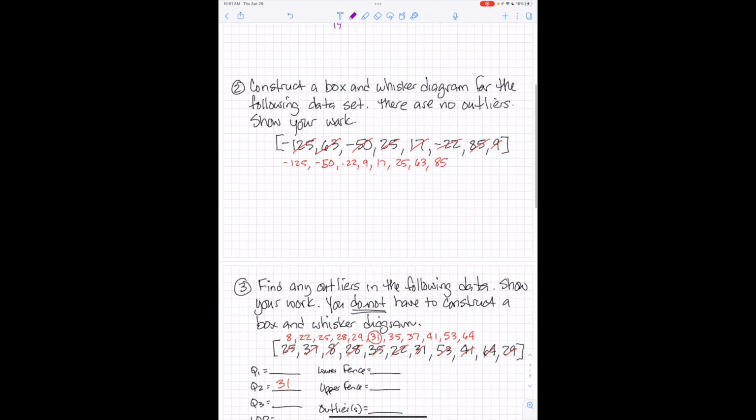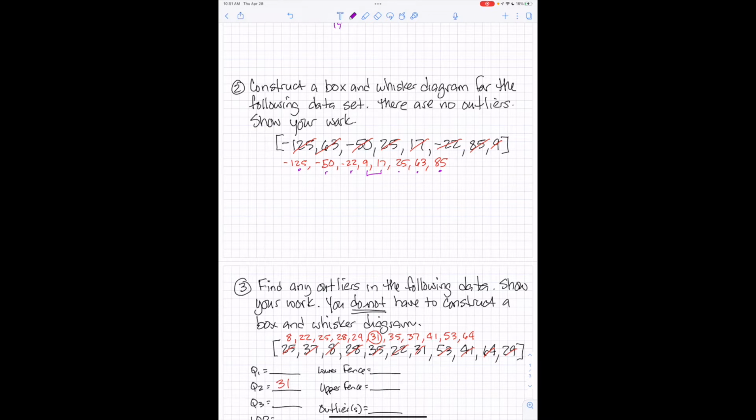Construct the box and whisker diagram for the following data set. There are no outliers, so you don't have to look for outliers. Show your work. So again, I've already listed them in order, and I'm going to find the median. I'm going to start a box and whisker plot with the median. So I'm looking for the median, so I start from the outside, place a dot next, and then I end up with these two, 9 and 17.